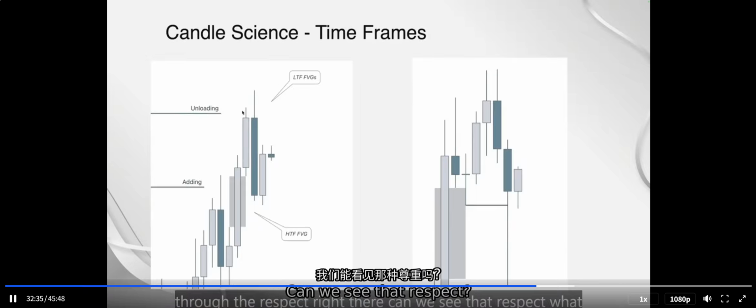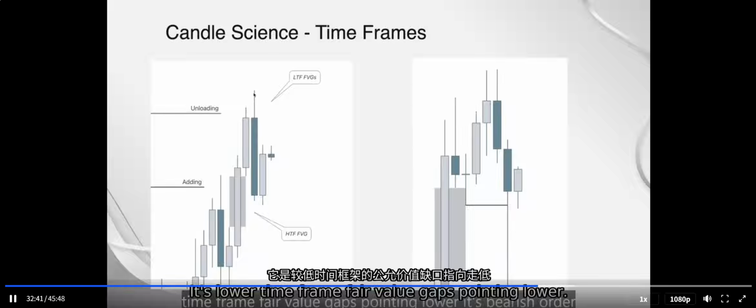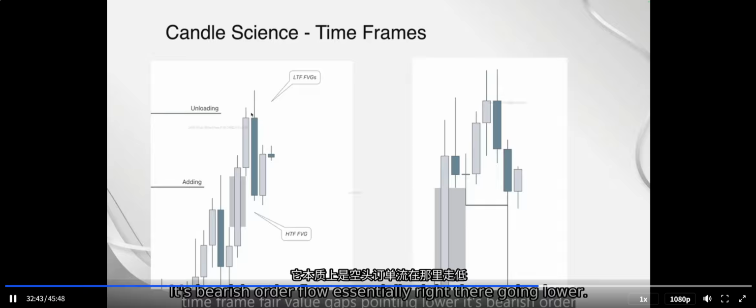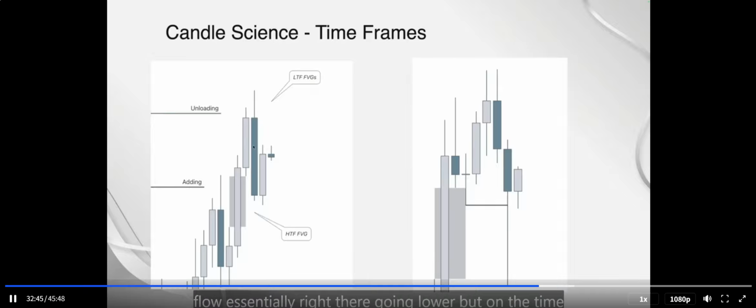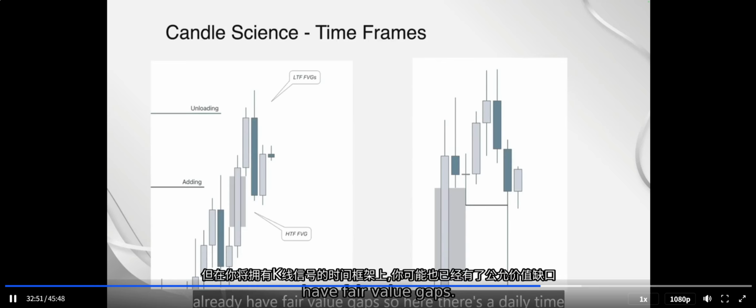Can we see that respect? What we talk about in candle signs. So that is what? It's lower time frame fair value gaps pointing lower. It's bearish order flow essentially right there going lower. But on the time frame where you will have candle signs, you will likely also already have fair value gaps.